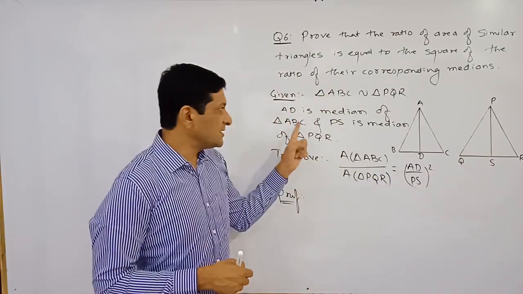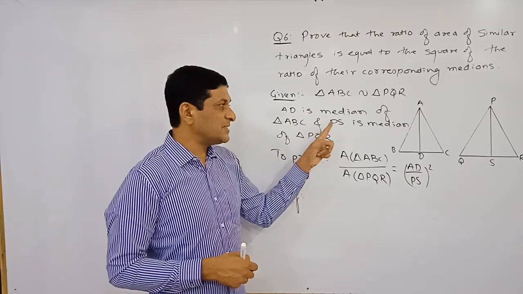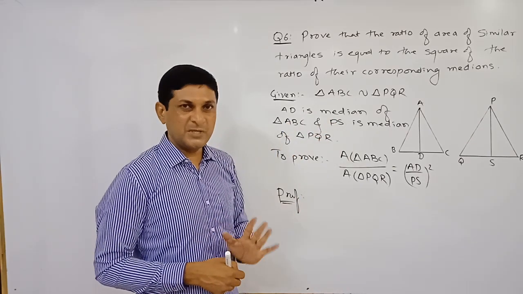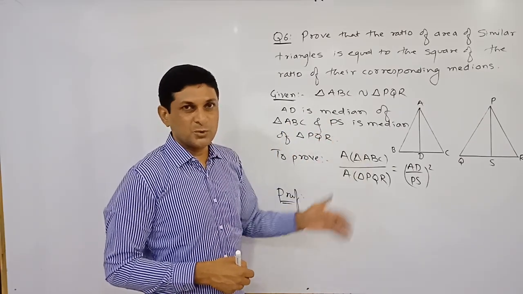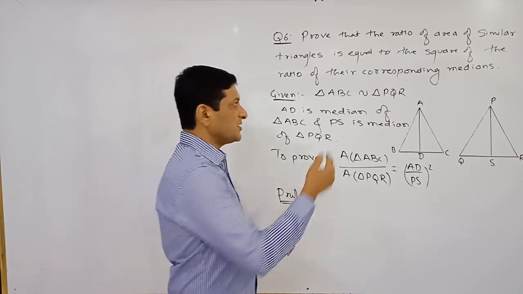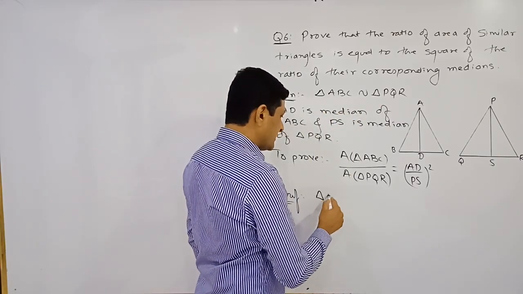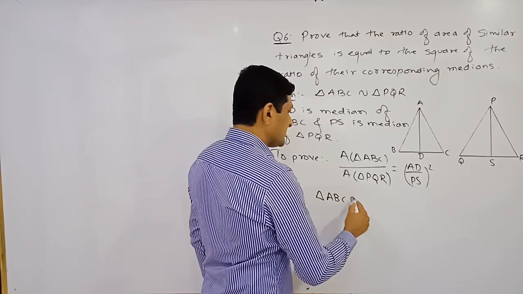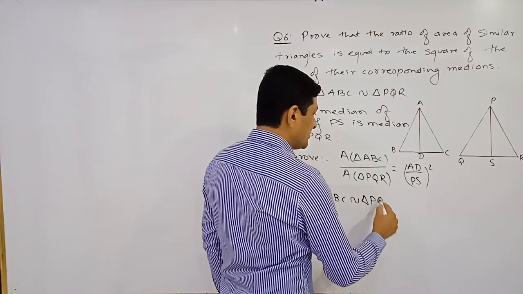QR. So AD is the median of triangle ABC and PS is the median of triangle PQR. So let us try to prove this result here. First we are using the given condition that triangle ABC is similar to triangle PQR.